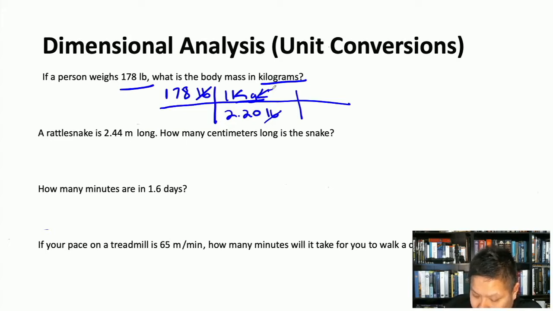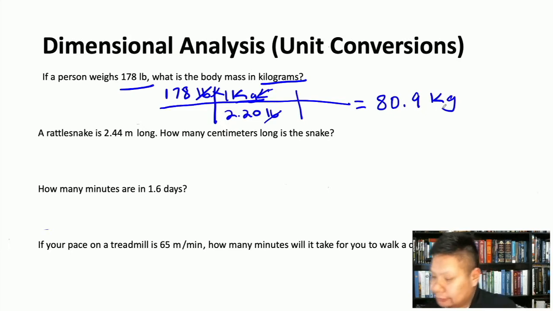So that would be 178 times 1, which equals 178, and then you divide below the line by 2.2, and that gives you your answer. And just to save time, I'll show you the answer is 80.9 kg. Let's just not save time. Let's actually show you how to do this.